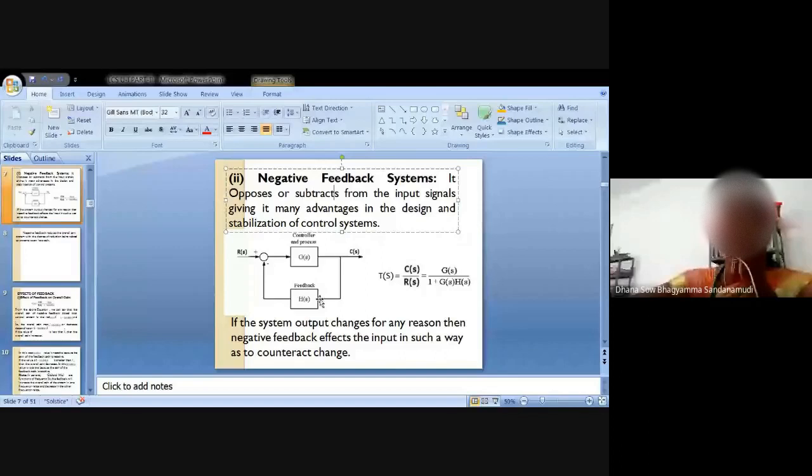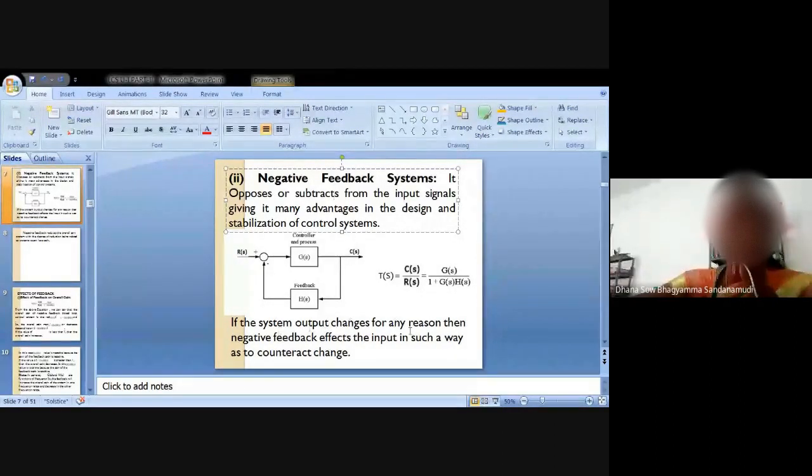So if you want to see the transfer function of this system, the transfer function T(s) is equal to output by input, that is C(s) by R(s), is equal to G(s) by 1 minus G(s) into minus H(s). H(s) is minus here. Minus H(s) into minus, you will get plus. So G(s) by 1 plus G(s)H(s).